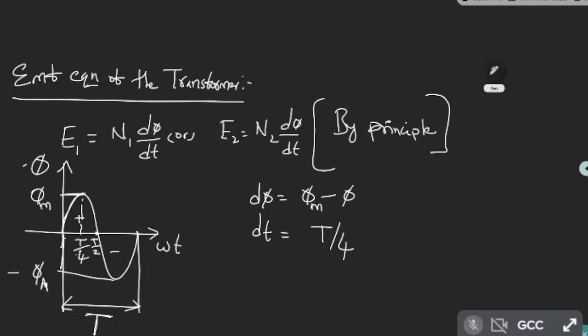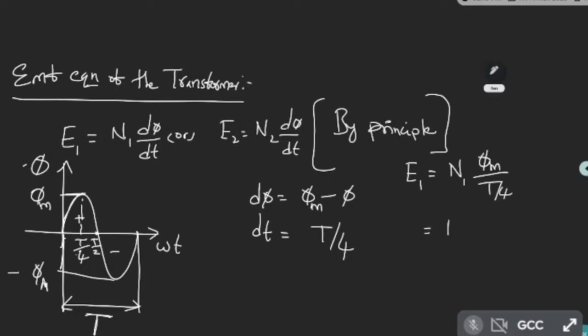In what time are we getting maximum value? T by 4 time. Substitute this in the formula. Okay, you can consider any one. So E1 is equal to N1 φm by T by 4.